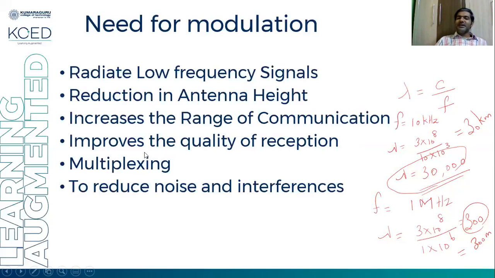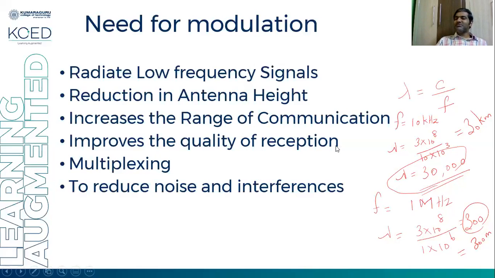And another one is improves the quality of reception. Okay, so there are advanced modulation techniques, like digital modulation, and there are multiple techniques like OFDM, multi-carrier modulation. These are all advanced topics in modulation. When you go for those techniques, you can reduce your noise to a very small extent. So that is how it will improve the quality of reception.